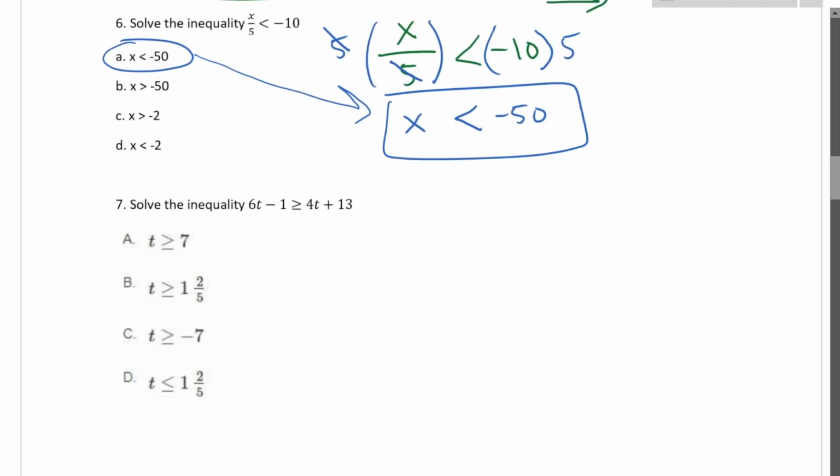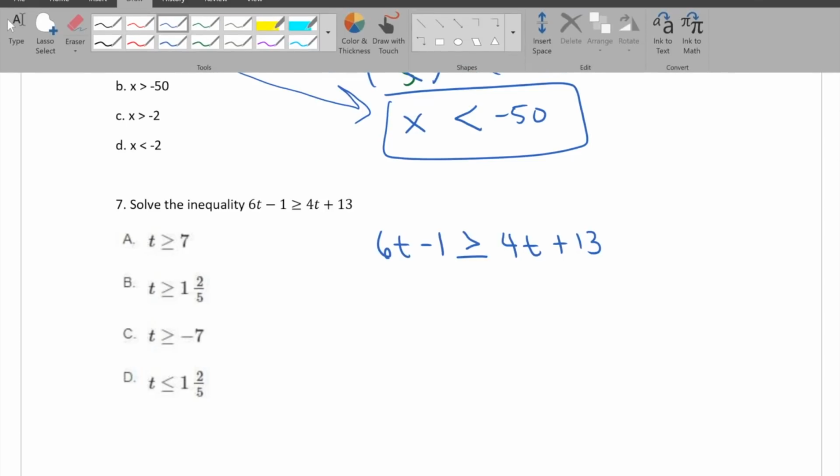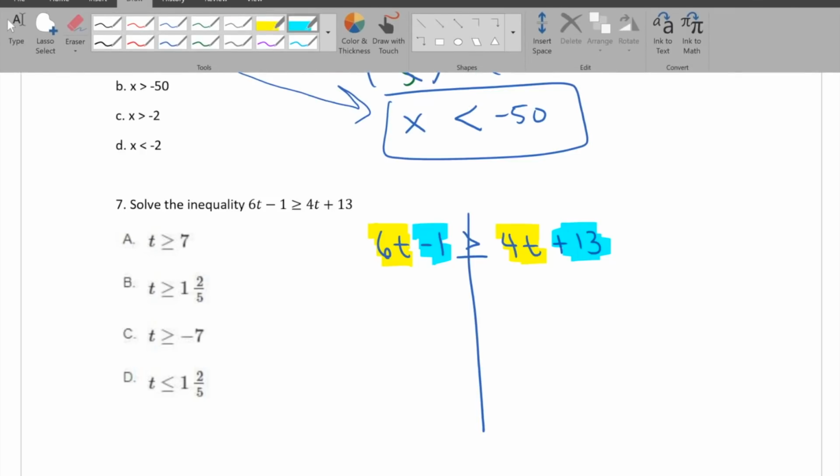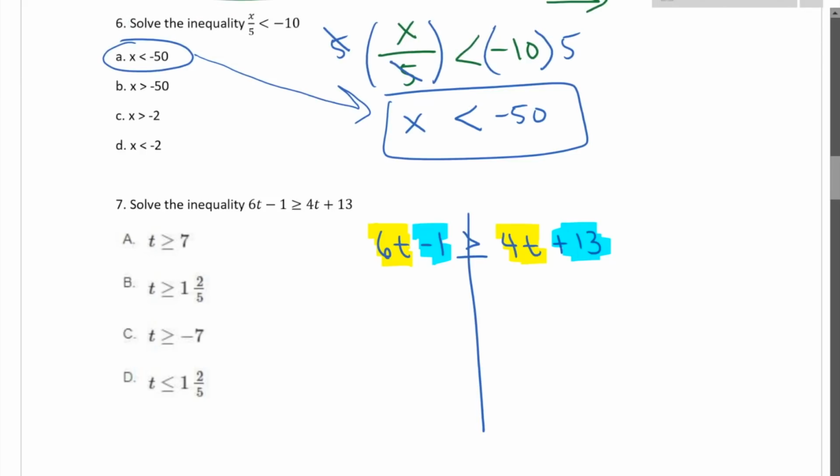Solve the inequality. 6t minus 1 is greater than or equal to 4t plus 13. All right, so once again, I'm going to draw my line first. Then I'm going to highlight my like terms and my other terms as well. So I'm going to highlight 6t and 4t. Notice how they're on opposite sides of each other. Negative 1 and positive 13. So my two opposite ones, let's get those together.